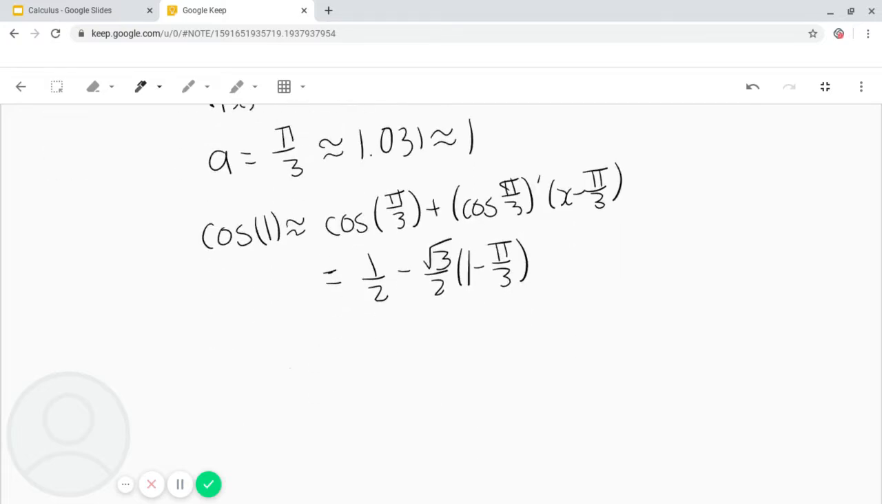A is pi over 3, and this is equal to approximately 0.54004. And just checking that on a calculator, cosine of 1 is 0.5403. So pretty close approximation. Of course, the closer you can make a to x, the better the approximation, but it does work out pretty well. So that's everything for today.